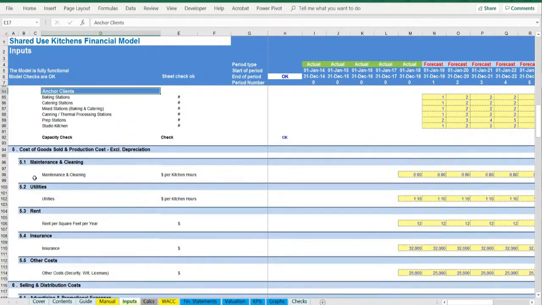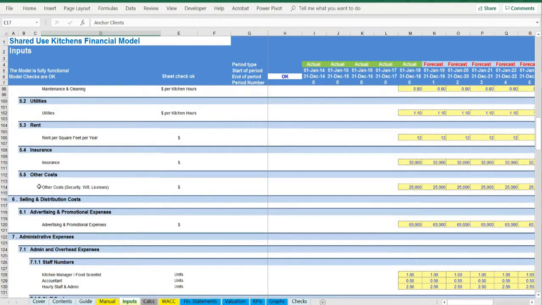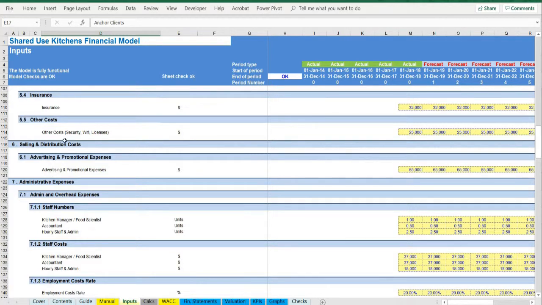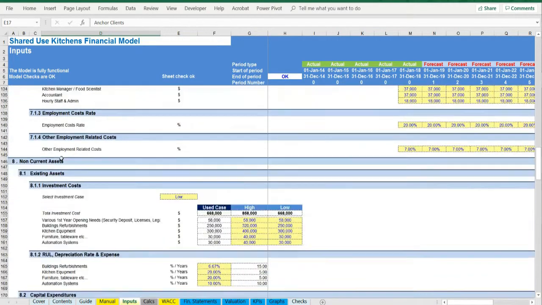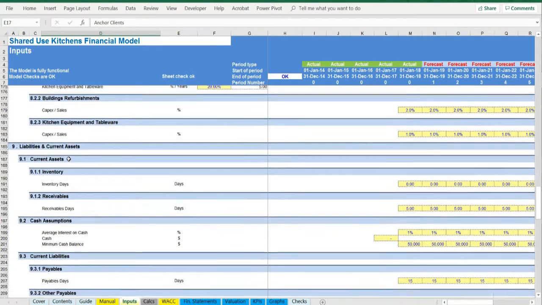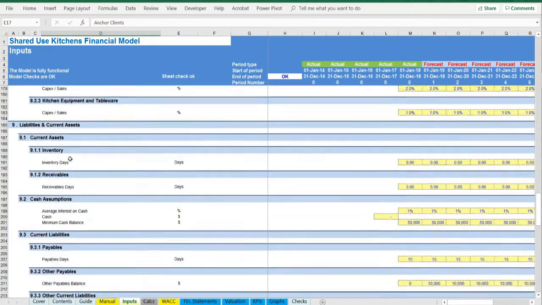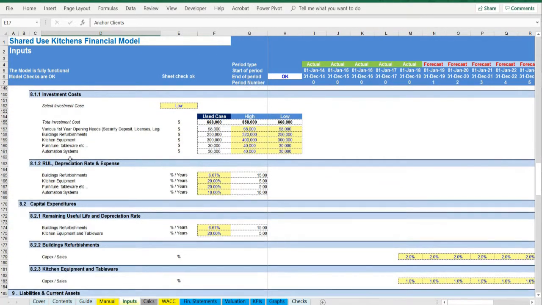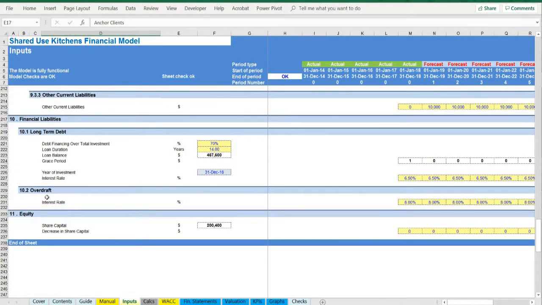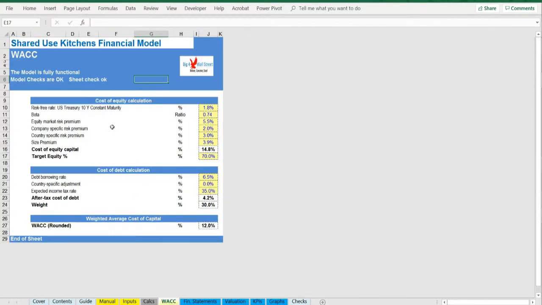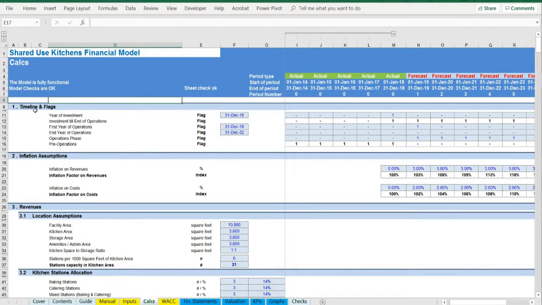costs, rent, labor, utilities, maintenance and cleaning, insurance, security, Wi-Fi, licenses, advertising and promotions, working capital, receivables, payables, cash and overdraft, fixed assets and capex, such as building refurbishments, kitchen equipment, furniture and tableware, automation systems, financing, long-term debt and overdraft facility, equity financing as well as valuation assumptions, such as discount rates used in the weighted average cost of capital tab or WACC. Calculations, this is where all calculations are performed.